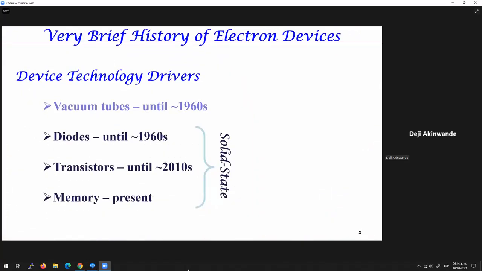Let me start off motivating this talk by just briefly describing the history of electronic devices. So over the last 100 years or more, a single device or so has been the main driver for electronic technology. 100 years ago, it was vacuum tubes, and then we saw the era of the solid state begin around 1960, with diodes being the first main solid state device. Transistors then took over and dominated for a long time, and more recently, memory devices have been the dominant driving technology or device for electronic technology.